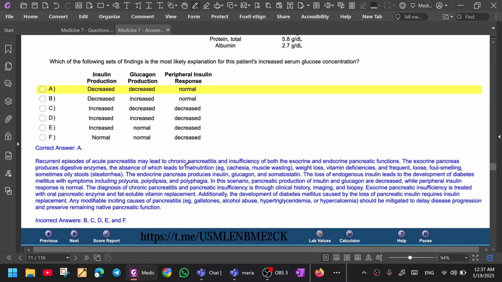Exocrine pancreatic insufficiency is treated with oral pancreatic enzyme and fat-soluble vitamin replacement. Additionally, the development of diabetes mellitus caused by the loss of pancreatic insulin requires insulin replacement. Any modifiable inciting cause of pancreatitis, gallstone, alcohol abuse, hypertriglyceridemia, or hypercalcemia should be mitigated to delay the disease progression and preserve remaining native pancreatic function.